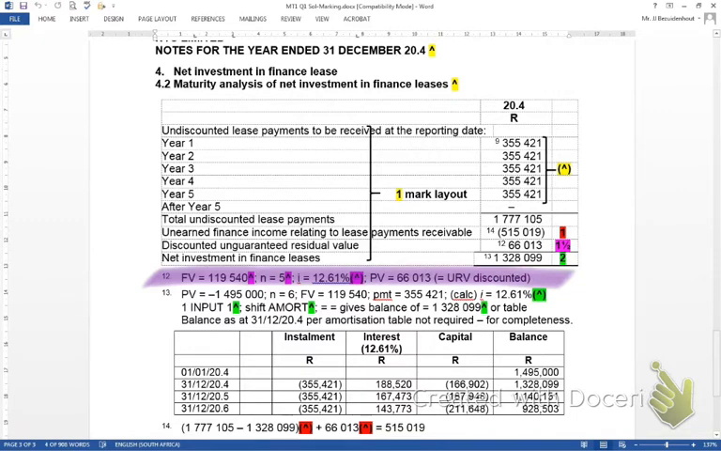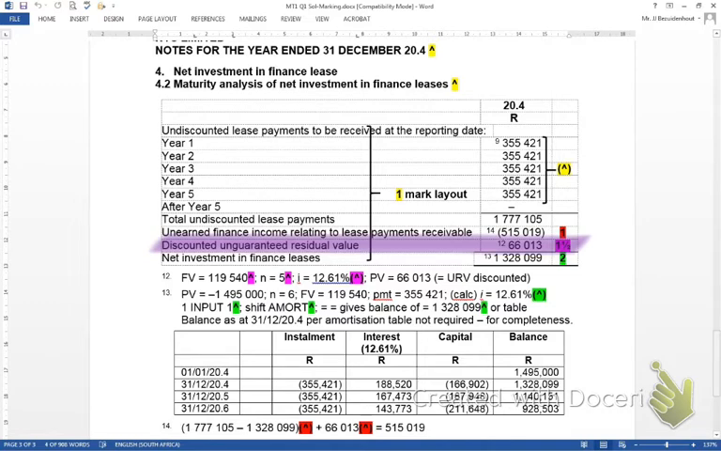We say, firstly, the 119,540 is our future value for this one. There's only 5 years remaining, and we use the 12.61% that we've calculated in the previous calculation, part D, and that will give us a present value at the end of the current year of 66,013. Now that is our present value of the unguaranteed residual value, the 66,000. If you do the calculation this way, the following calculation is then easy.